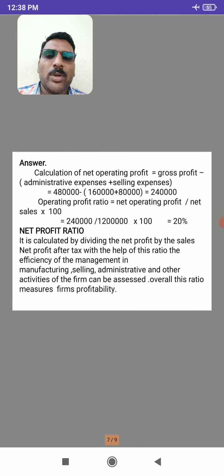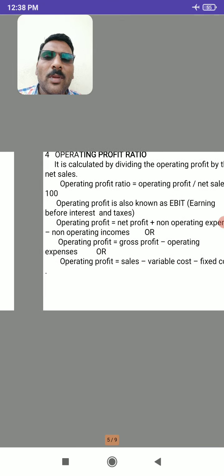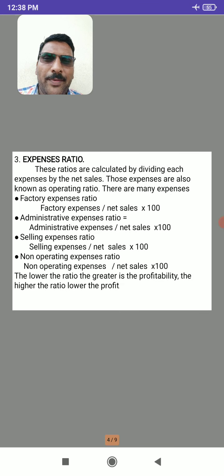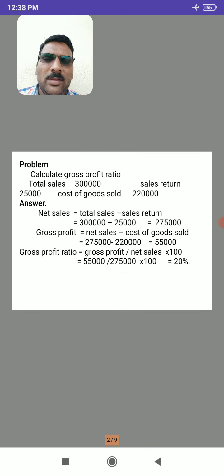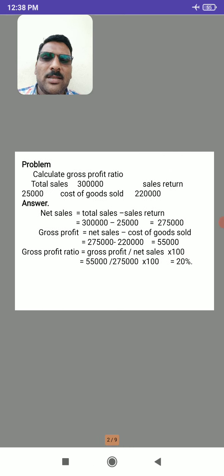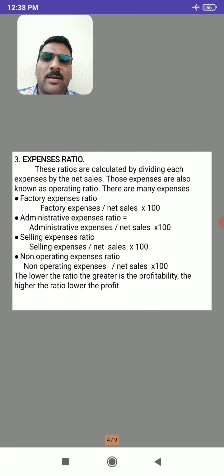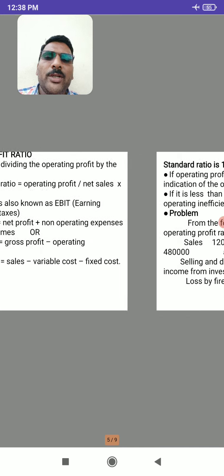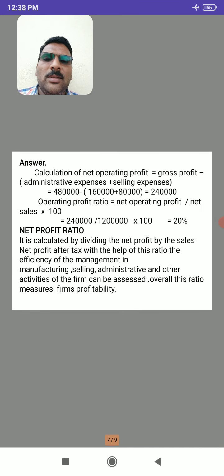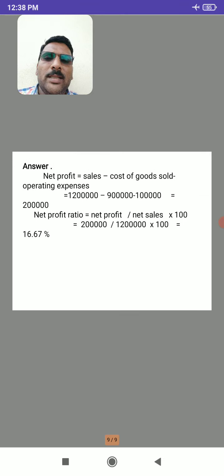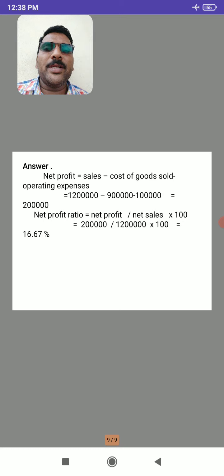So like this, we are going to study the different profitability ratios, and here we have seen some of the important ratios: first, gross profit ratio; second, operating profit ratio; then net profit ratio. Like this, we have studied some of the important ratios, and these ratios are useful for measuring the profitability, or the efficiency of the firm to earn profit.